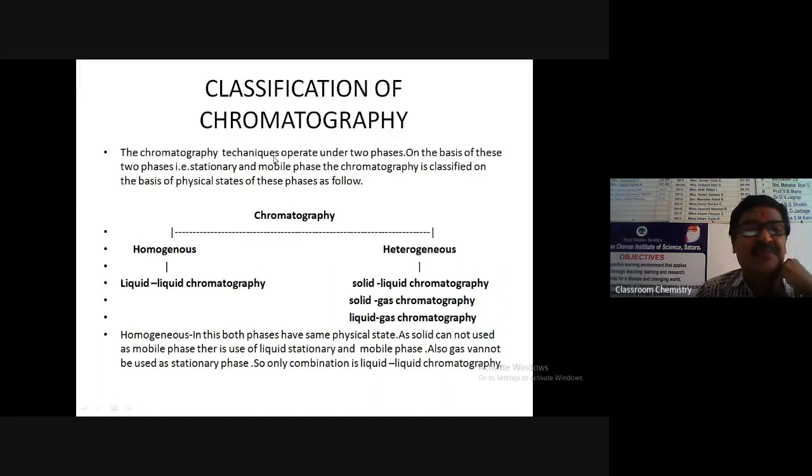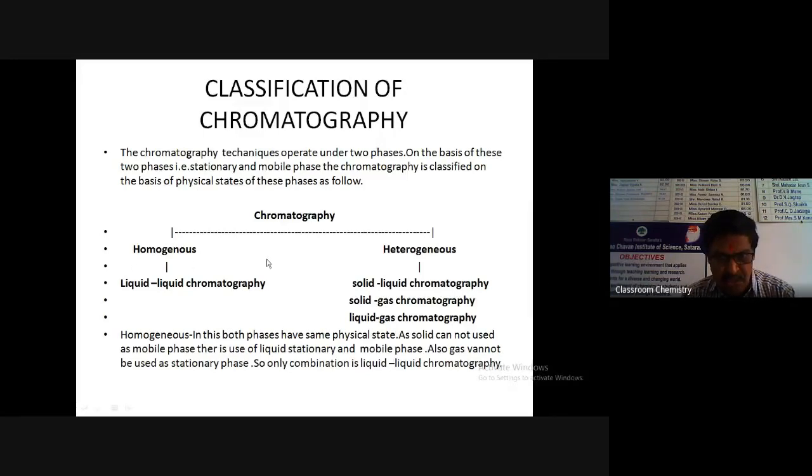On the basis of these two phases, that is stationary phase and mobile phase, the chromatography is classified on the basis of physical state of these two phases as follows. So depending upon the physical state of stationary phase and mobile phase which are used to operate the chromatography, the classification of chromatography is carried out into two classes.